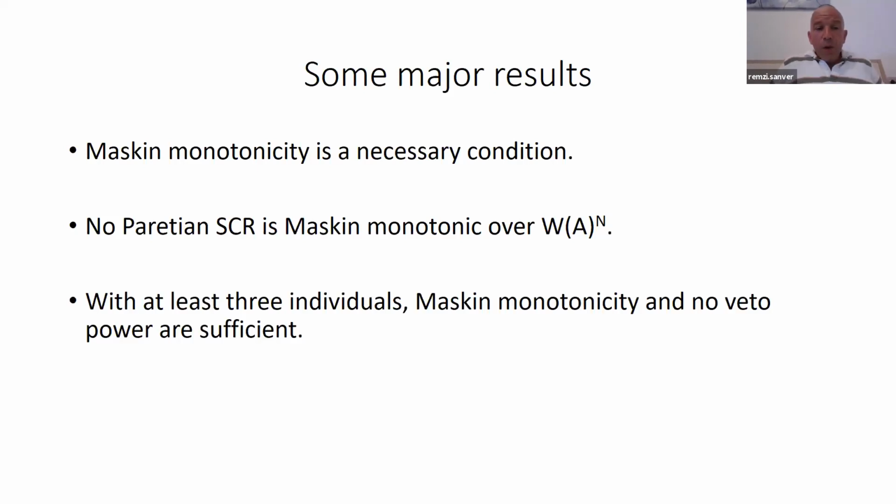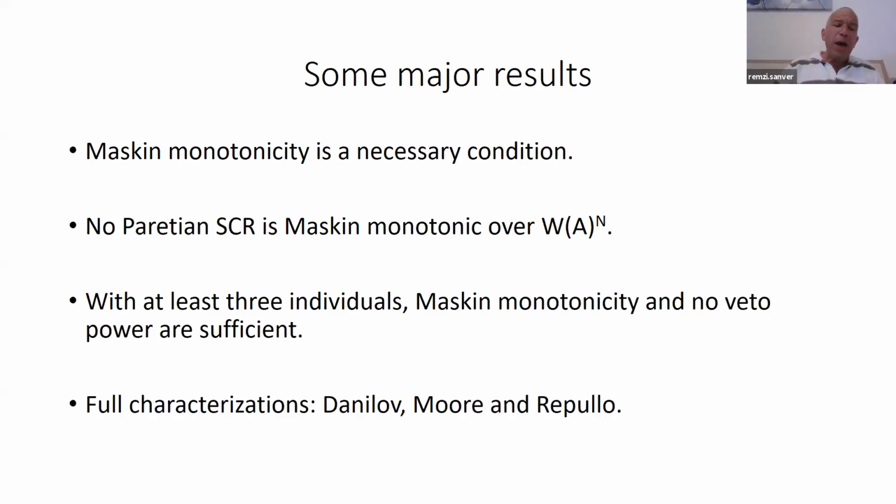On the other hand, again, this is a result due to Maskin: if there are at least 3 individuals, Maskin monotonicity combined with weak no veto power is sufficient. Weak no veto power says that if everyone, but possibly one voter, thinks that X is the best, then that one voter cannot veto. So X should be within the choice set. So we know that Maskin monotonicity plus no veto power is sufficient. By the way, no veto power is not necessary. We know that Maskin monotonicity is necessary, but it is not sufficient. We have full characterization results by Danilov and Moore and Repullo. But basically, Maskin monotonicity is a core condition for Nash implementability.